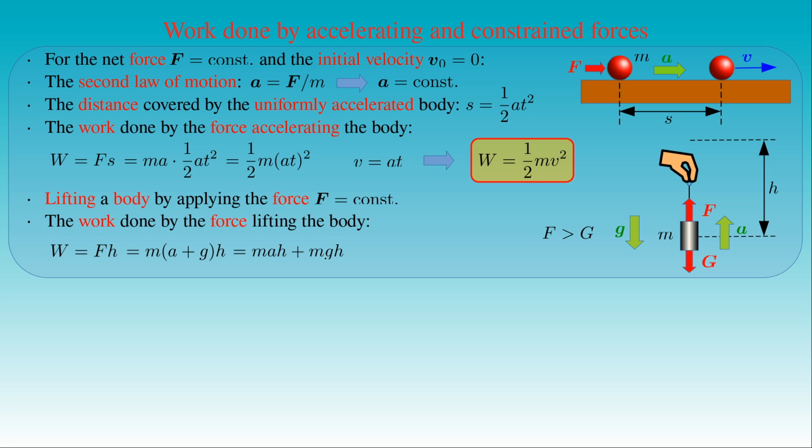The first term can be expressed in the same form as the one above, and we can conclude that the work done on a body at rest by a force F while it is lifted through the height h is equal to 1/2 times the mass m of the body times the square of the speed v of the body at the height h, plus the mass m times the magnitude of the gravitational acceleration g times the height h.